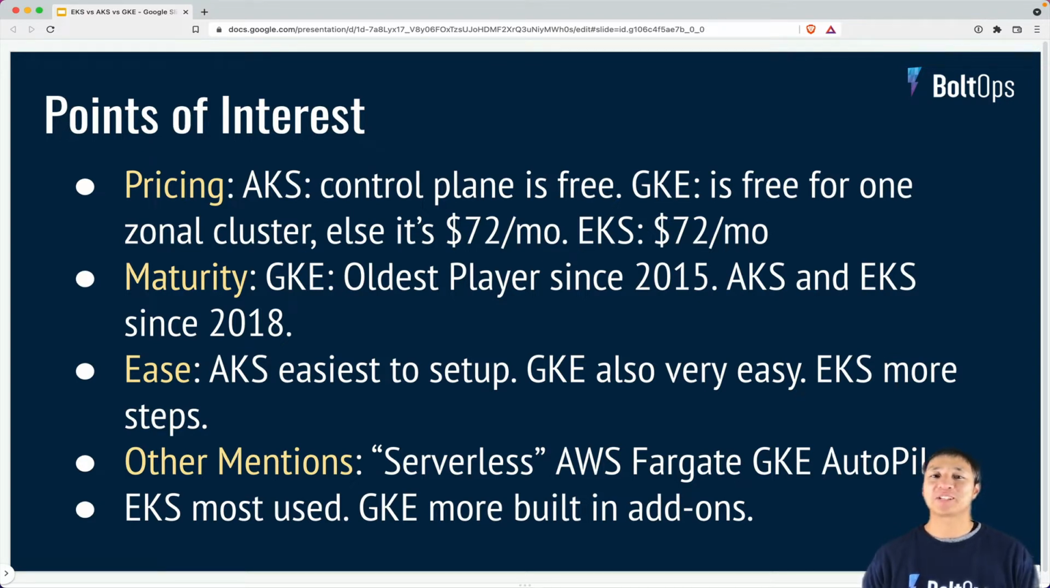If you're in AWS, you're going to use EKS. If you're in Google, you're going to use GKE. And if you're in Azure, you're going to use AKS. That's just how it works. You usually don't start by picking the Kubernetes technology and then using the cloud. It's usually the other way around, okay?